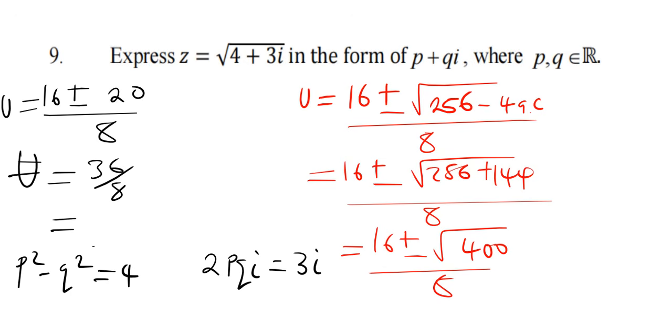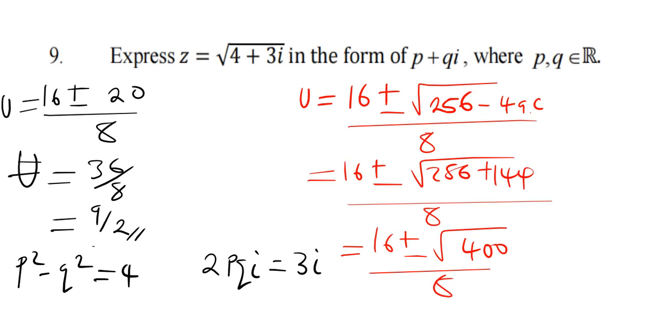Okay, we can look for a number that can go into 36 and 8, actually 4. 4 into 36 is 9. 4 into 8, that is 2. Okay, that's the first value of u.